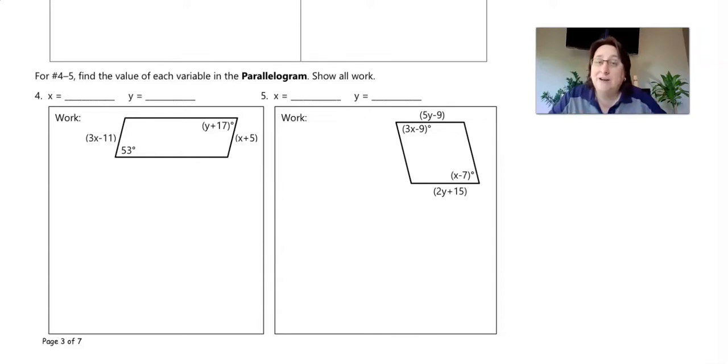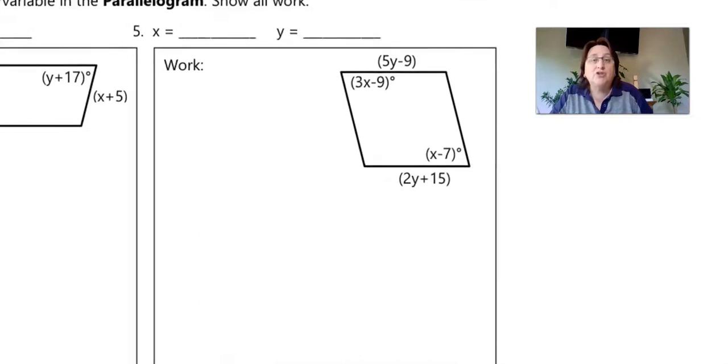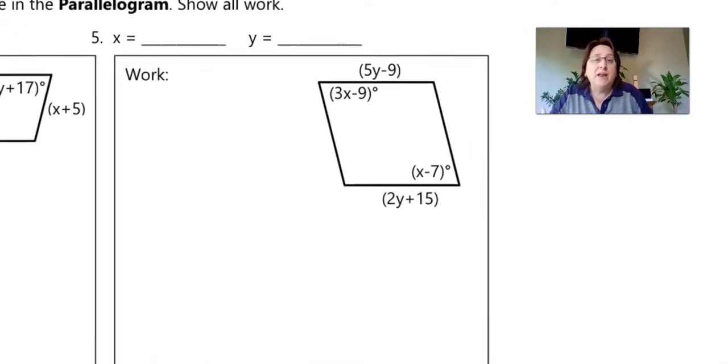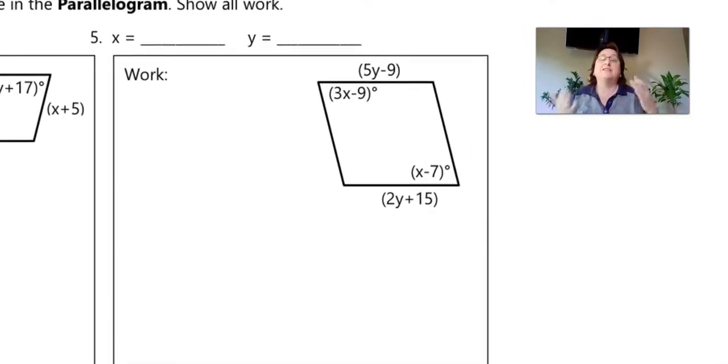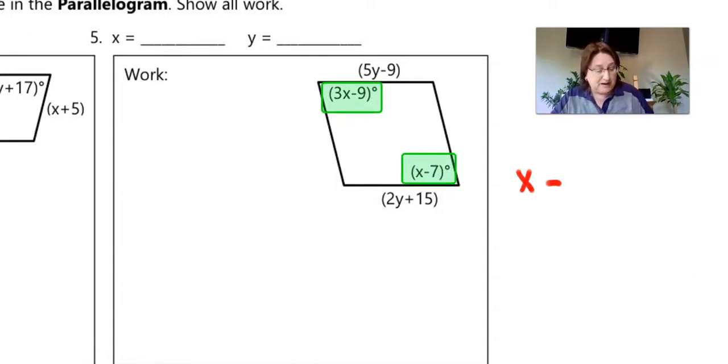All right, so guys, down here at number 5, the instructions say to find the value of each variable in the parallelogram. So I'm going to zoom in here just on number 5. Now, when we're finding the value of X and Y, the very first thing we want to do is find out which part of the parallelogram we are dealing with. So for the value of X, we are using opposite angles.